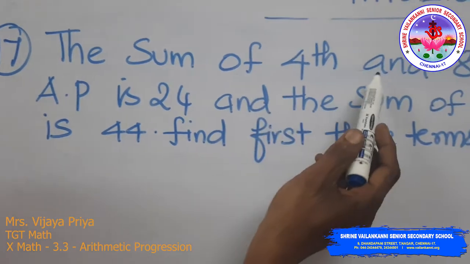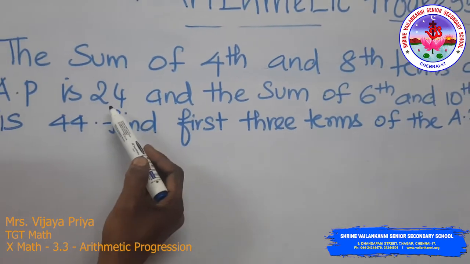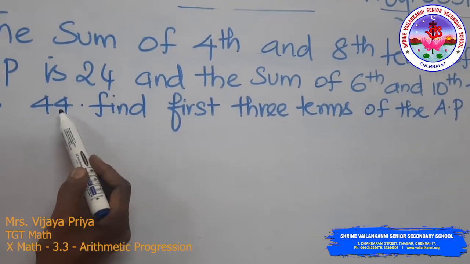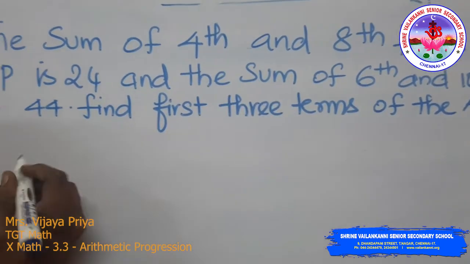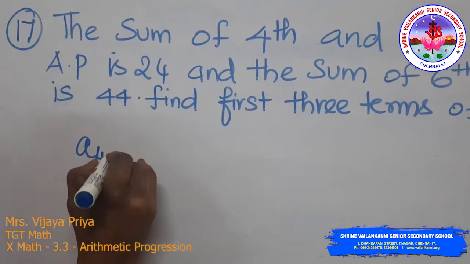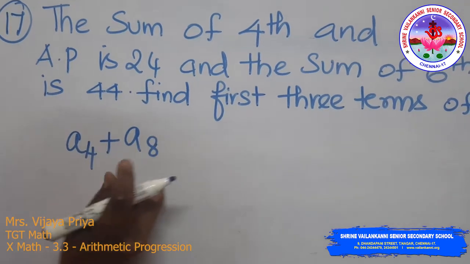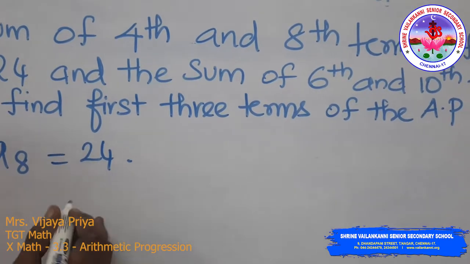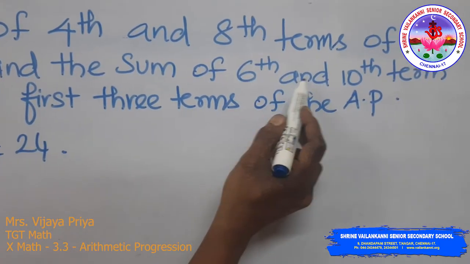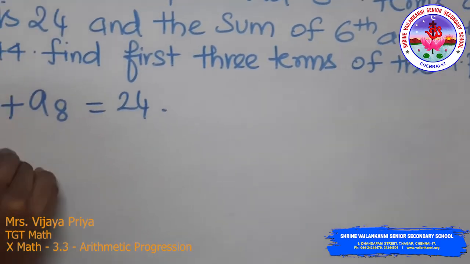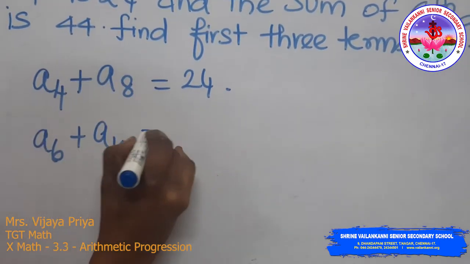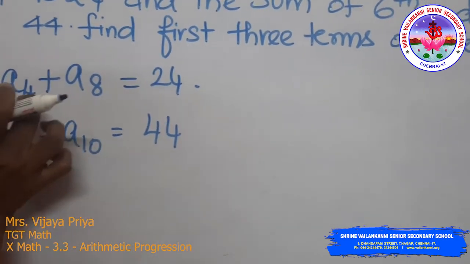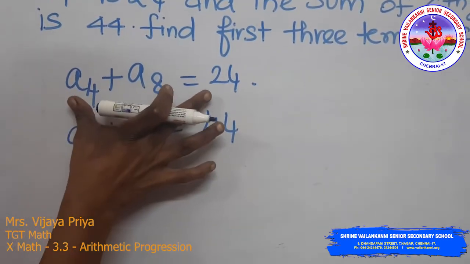The sum of 4th and 8th term of an AP is 24, and the sum of 6th and 10th term is 44. So I am going to frame an equation now. So the 4th term plus the 8th term will be 24, and another one he has given, the sum of 6th term and 10th term. So A6 plus A10, which is 44. So now I am going to expand these two cases using my nth term formula.